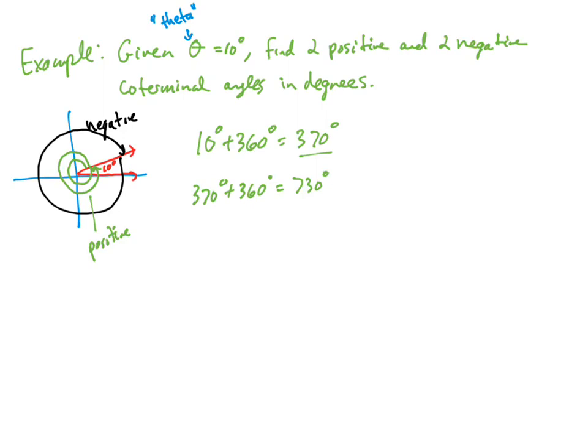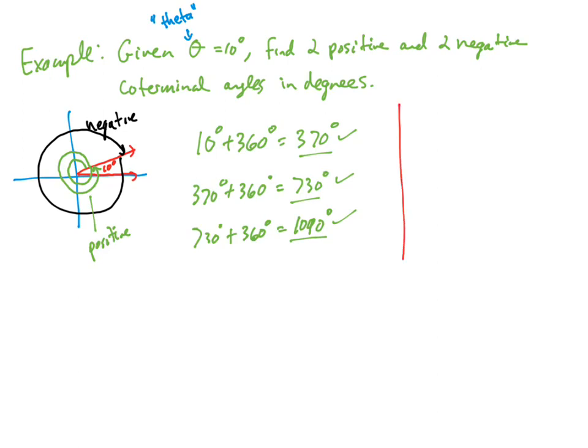Okay, we could just keep going. We could just keep adding 360 degrees to where we end up. So 730 degrees plus 360, what is that, 1090 degrees, okay? And so on and so forth. So we just wanted two, any of these two, pick two of those. That would be the solution.